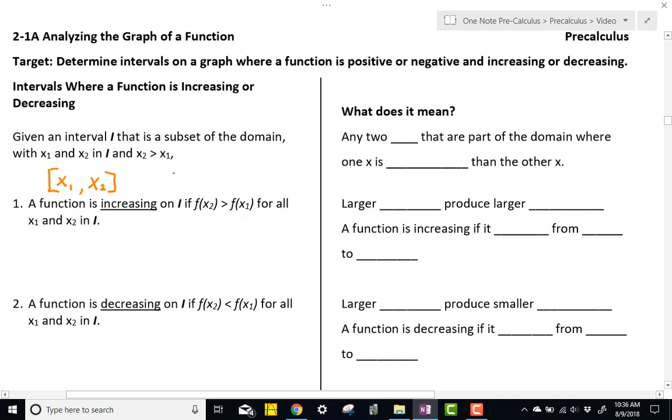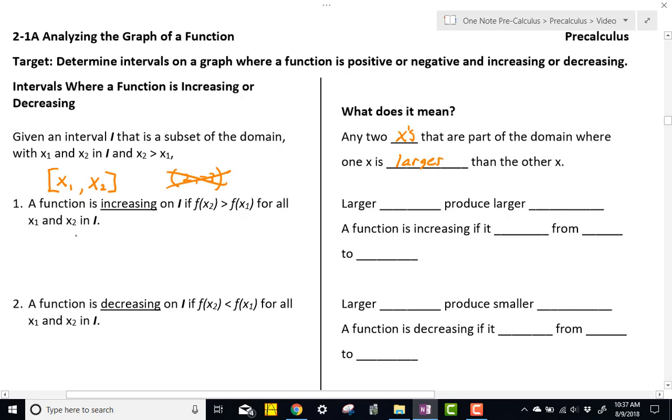You wouldn't ever write an interval like this, 2, -3. We can do coordinates like that, but we don't do intervals with the bigger number on the left. So what does this mean? It means that any two x's that are part of the domain where one x is larger than the other x. That's all that means. That's what an interval is.